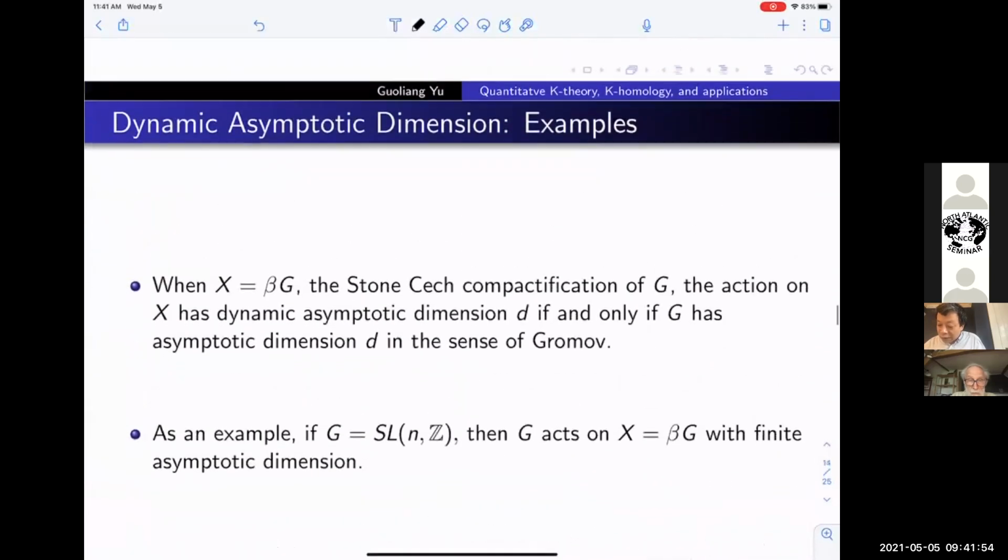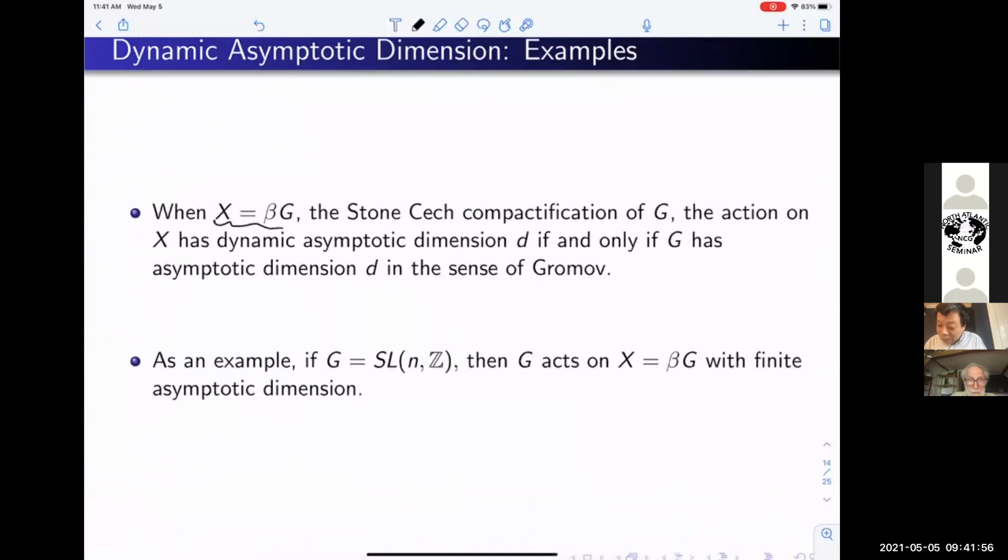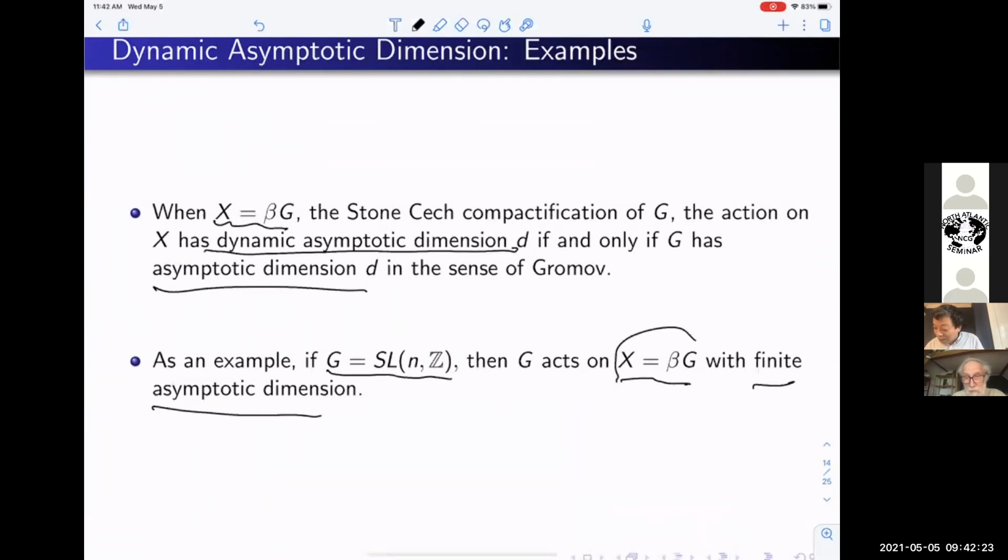Okay, this is a little bit crazy, but if you take the Stone-Čech compactification of a huge space, then this concept is basically the same as Gromov's asymptotic dimension. For example, if you look at this group that acts on the Stone-Čech compactification, then it has finite asymptotic dimension. Well, I guess this space is kind of bad, but from this point of view, it's easy to understand.